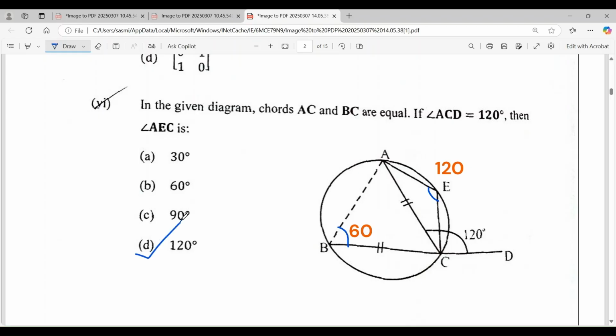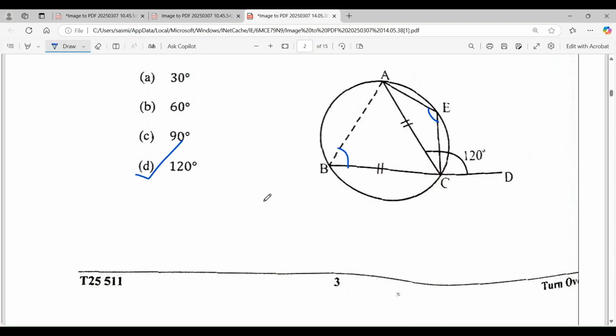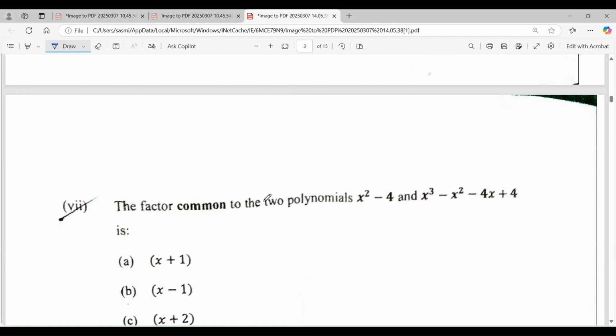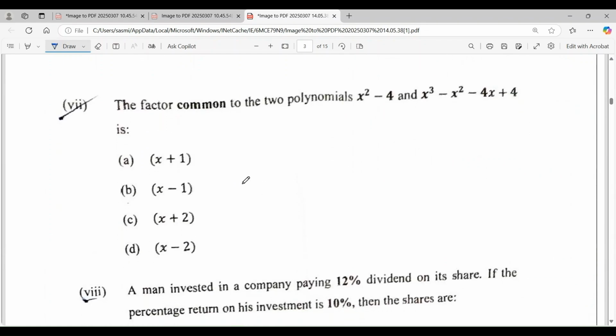120 is the answer. Now come to question number 7. In question number 7, the factor common to the two polynomials x square minus 4 and x cube minus x square minus 4x plus 4 is which of the following? Come to the solution part.